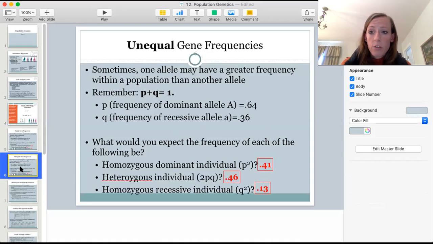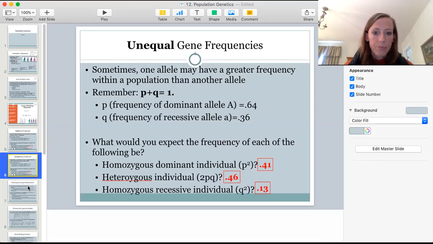That same concept follows through even when you have unequal gene frequencies within a population. Your alleles don't have to be equally proportioned. They don't have to be 0.5 and 0.5. If you're told that the frequency of P is 0.64 and the frequency of Q is 0.36, you can still determine the frequency of homozygous dominant, heterozygous, and homozygous recessive individuals just by squaring P, squaring Q, or taking 2 times P times Q. So same concept, but make a note that the frequency of the alleles don't have to be equal within the population.